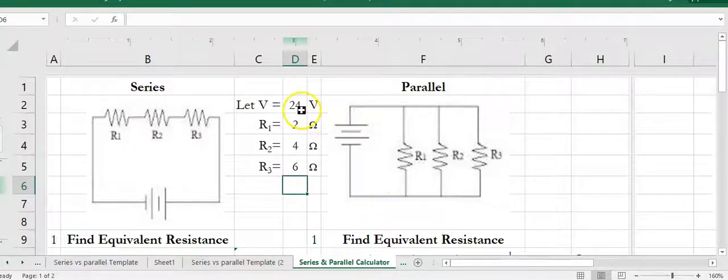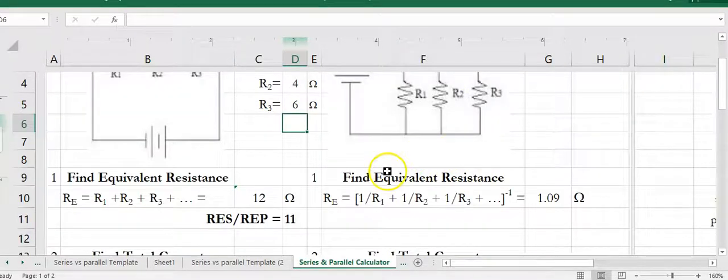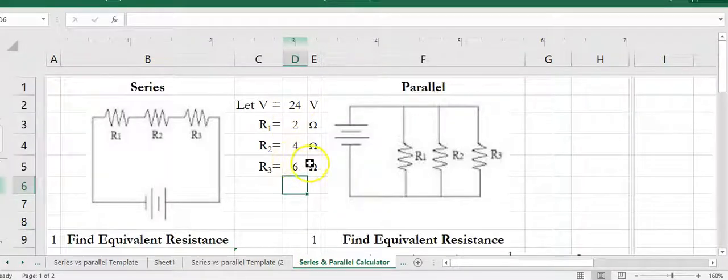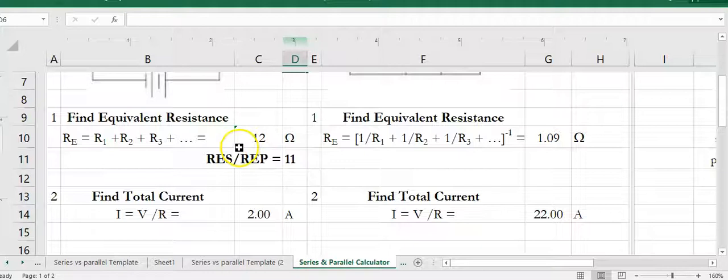So they both had 24 volts. 2, 4, and 6 ohm resistances were placed in series on one side and in parallel on the other side. So the equivalent resistance, when you added them up, you got 12, but when you inverse added them, you got 1.09. So if I just did a quick division, you see that there's a series to parallel ratio. It turns out to be 11 in this case. For the same elements in the circuit, one is arranged in series, one arranged in parallel.